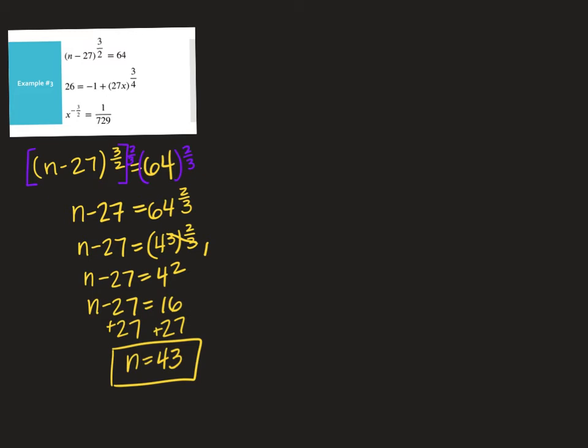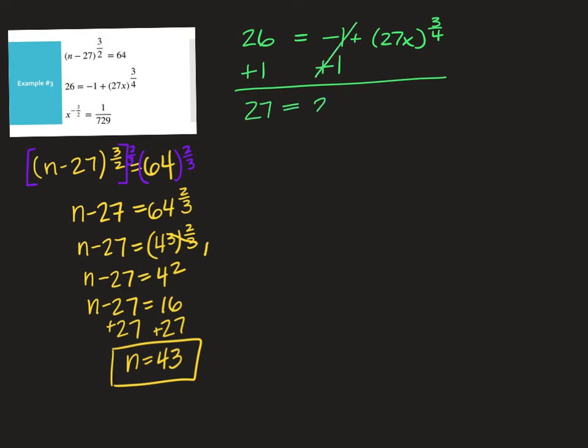On the next one, I have 26 is equal to -1 plus, in parentheses, 27x to the 3/4. Okay, so notice that the only thing that's in parentheses is the 27x. So the first thing I'm going to do is add the 1 to both sides. So 27 is equal to, that's 0, 27x to the 3/4.